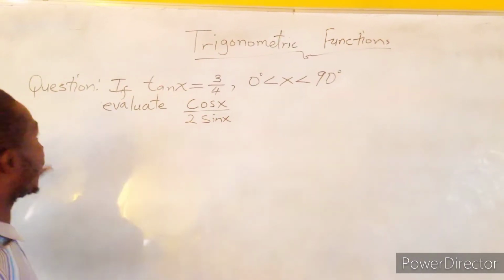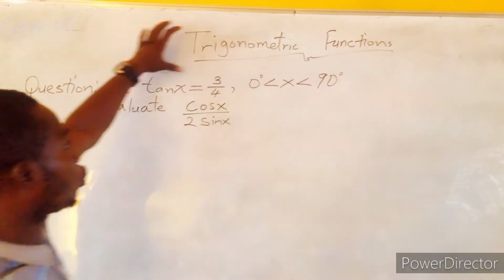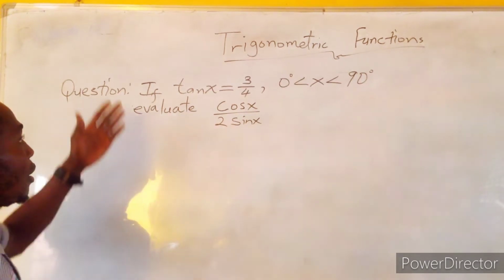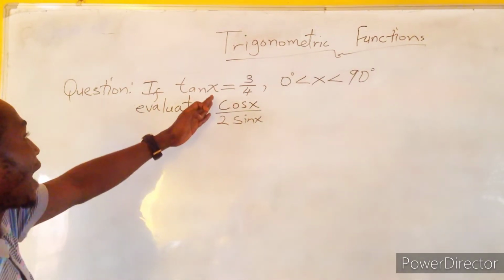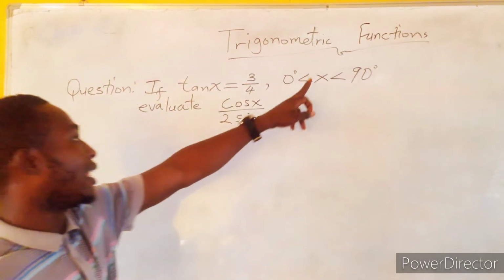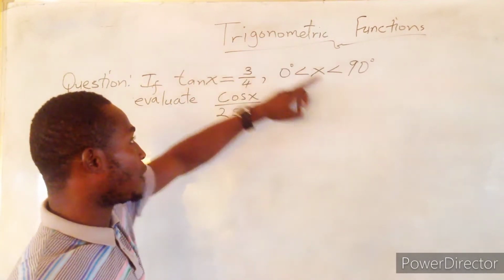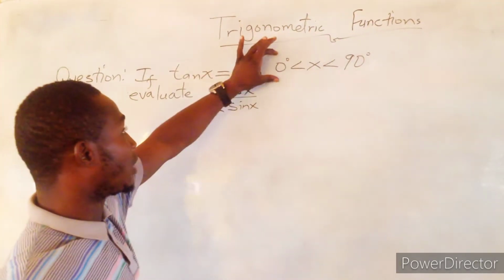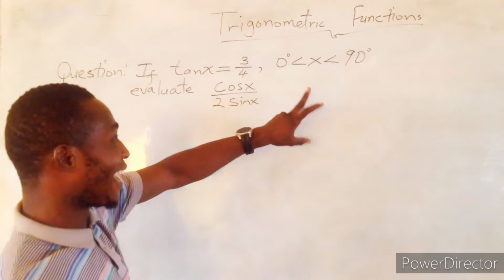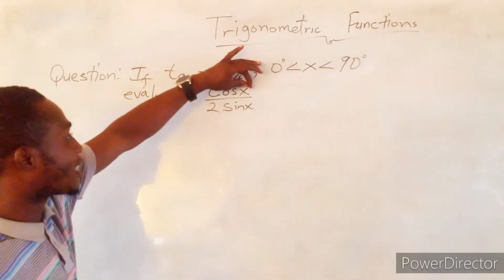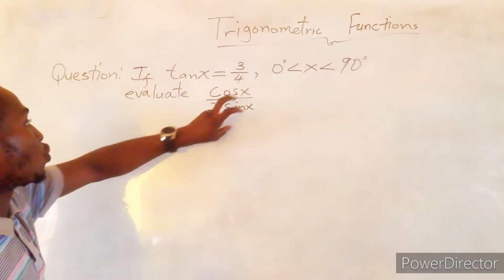So to solve this problem, like I said, we are on trigonometric functions, and our question says if tangent of x, or tan x, equals 3 over 4 and x lies between 0 degrees and 90 degrees, exclusive, that means 0 degrees is not included in x, and 90 degrees also. So the question is saying we should evaluate cos x divided by 2 sine x.